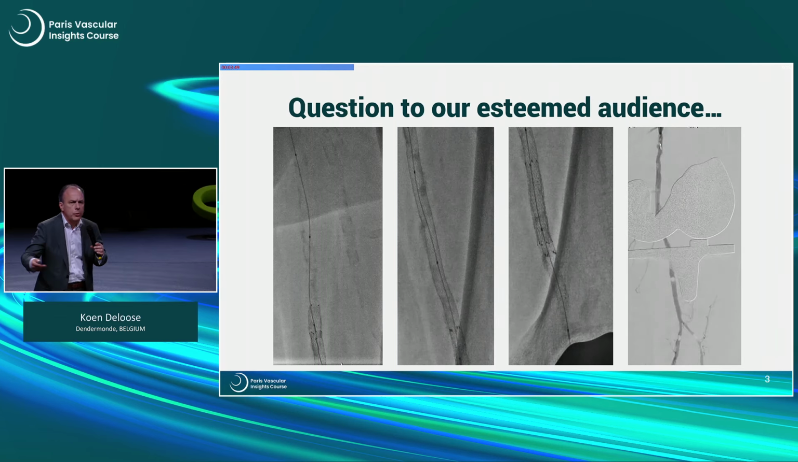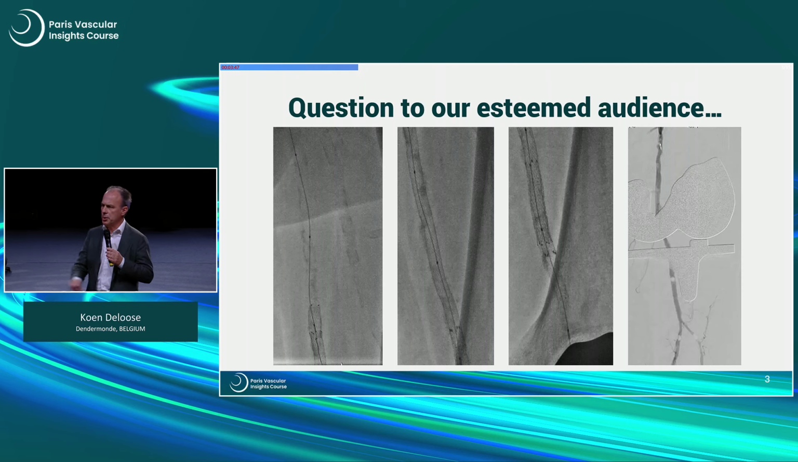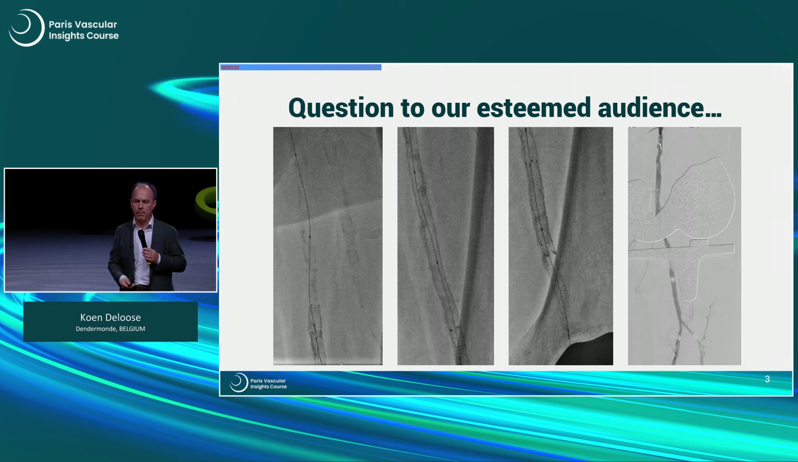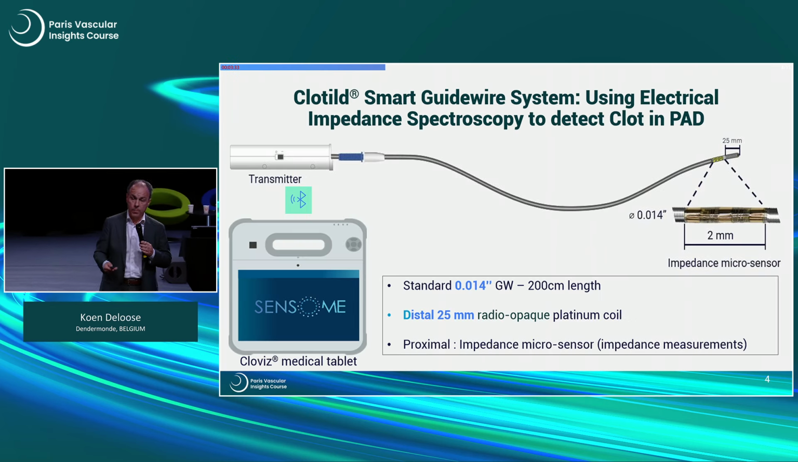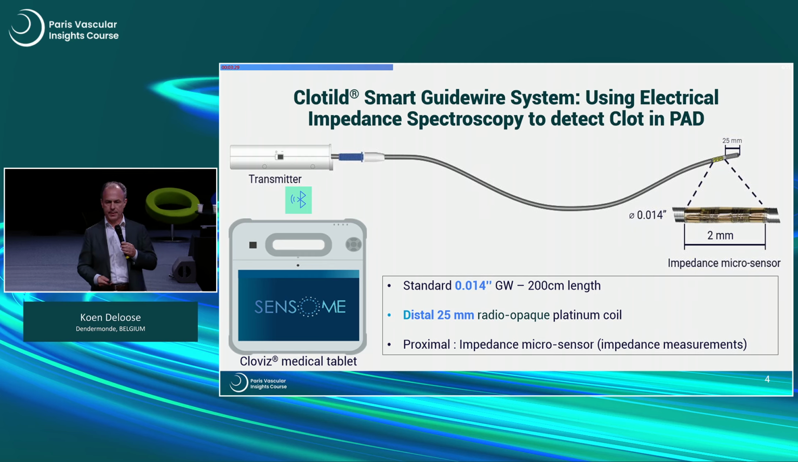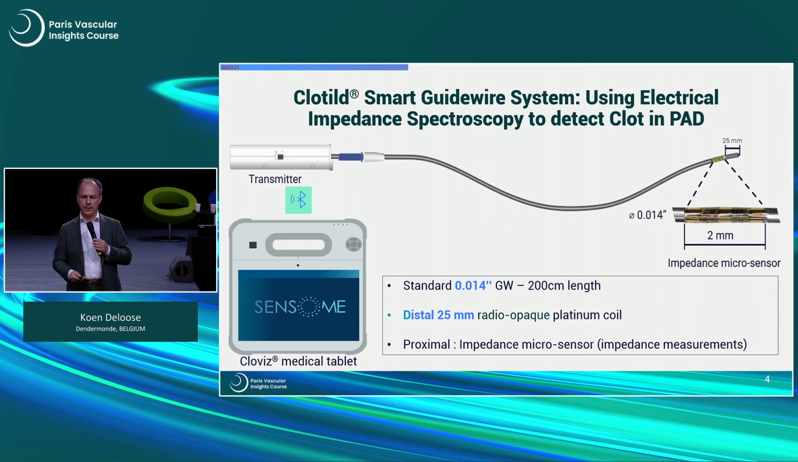So what to do in cases like this? Just start to dilate and create massive distal embolization, or use an expensive thrombectomy device to pass first and clean up all the acute thrombus? This is a problem that we are facing almost every day. And I hope that, for instance, this Clotild smart guidewire system, based on impedance spectroscopy, can give us some more answers. I won't explain the device anymore.